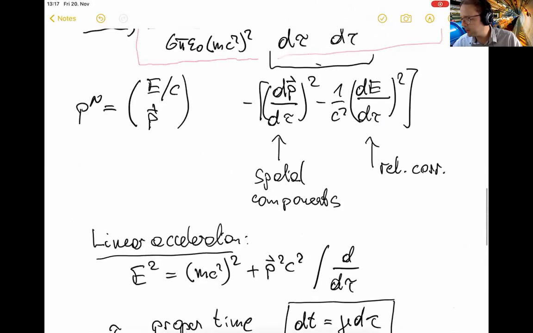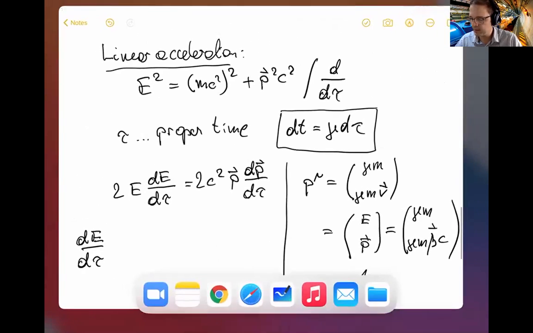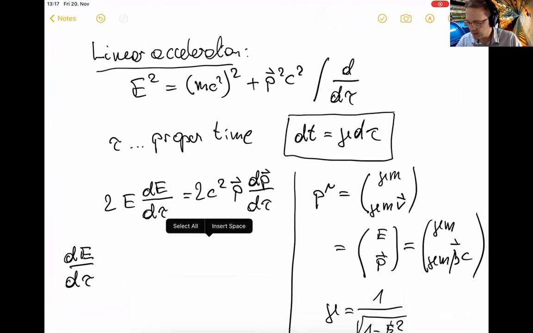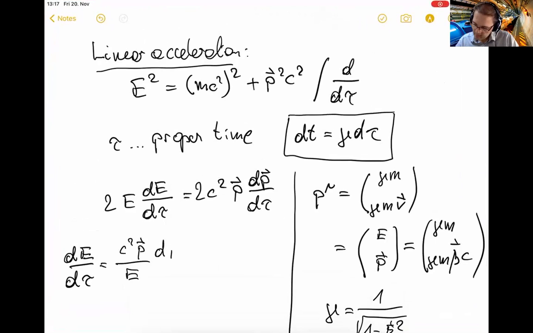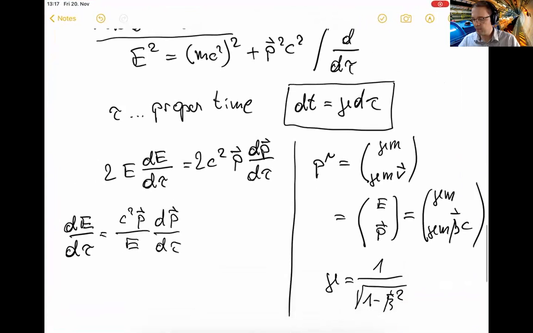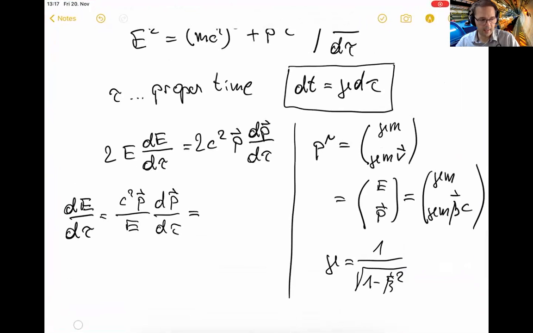Because this is the new term in the relativistic correction that appeared here. The dE with respect to the tau is c squared times p over E in product with dp with respect to the tau. And now we insert, and this is just c squared. Now I use the formulas to the right, times gamma times m times v, divided by the energy, that was gamma times m.